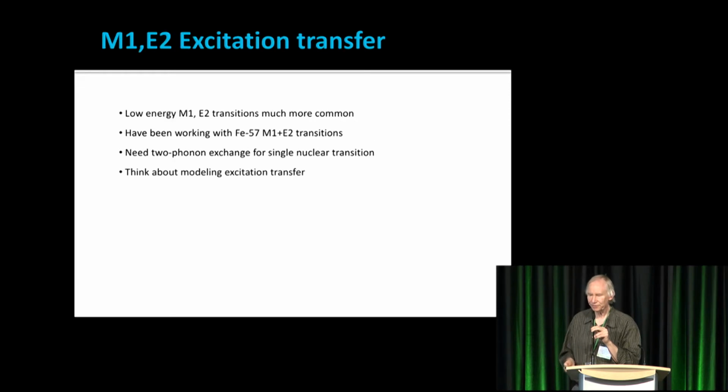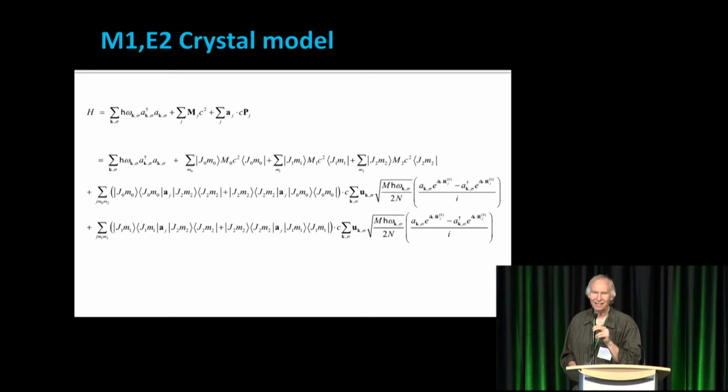Okay, so before the conference, I figured somebody would say, well, in your experiments, you're working with M1 transitions. Have you calculated excitation transfer for an M1 transition? And I was afraid I was going to have to say, well, no, I haven't done that yet, but I feel really bad doing that. So I took a day and a half and went through the calculations. The model looks like this. There's vibrations, there's nuclei, there's now three states, and you go from one state to a high state to a low state for an M1 transition.